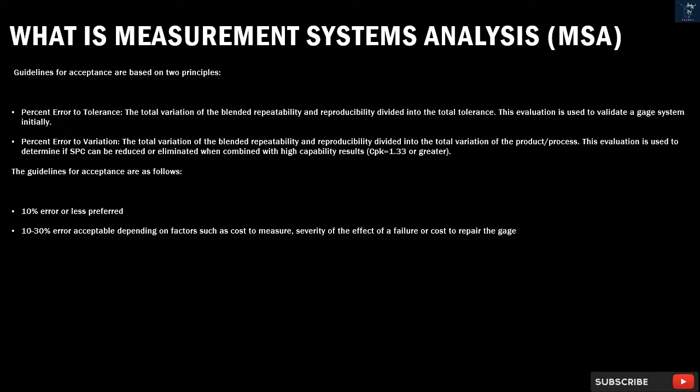The guidelines for acceptance are as follows. 10% error or less preferred, 10 to 30% error acceptable depending on factors such as cost to measure, severity of the effect of a failure or cost to repair the gauge. If greater than 30%, the gauge system is unacceptable and requires improvement or replacement.